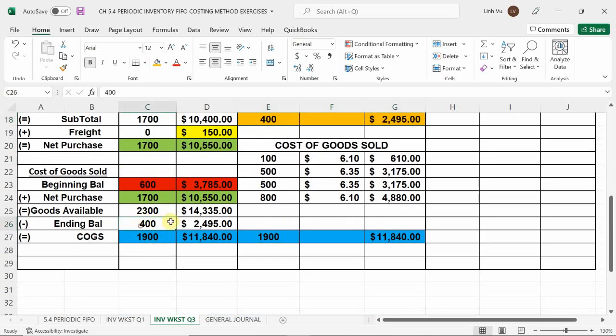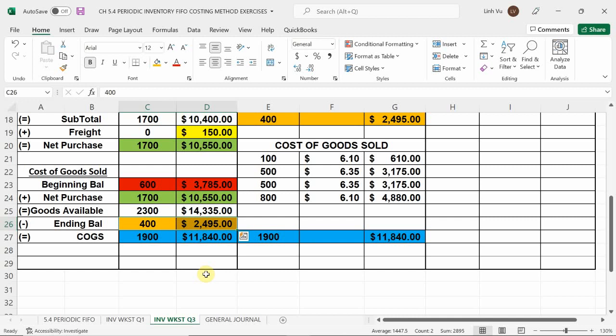How else can I solve for that? Well, if I have the assumption that I have a total of 2,300 units available to sell, its total cost is $14,335. We know that for a fact because we solved for it. Now, if we used the same method for cost of goods sold, if I had 2,300 units and I have a remaining 400, then I must have sold 1,900.